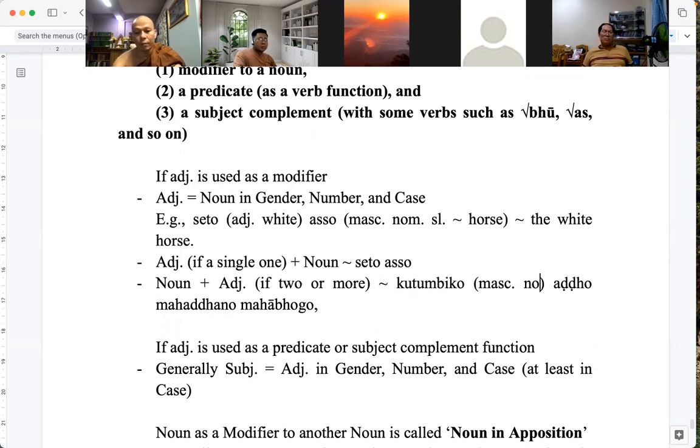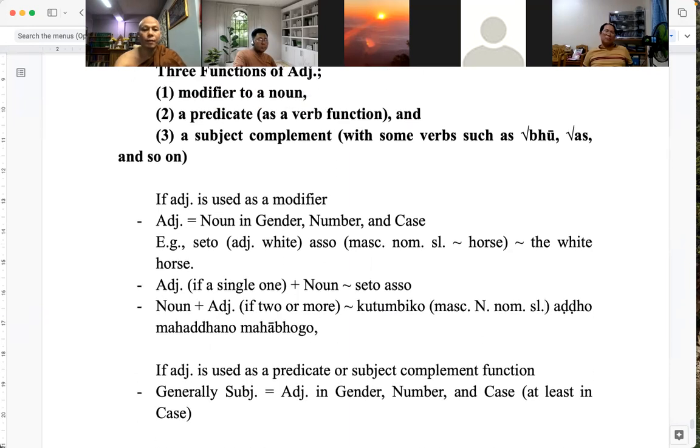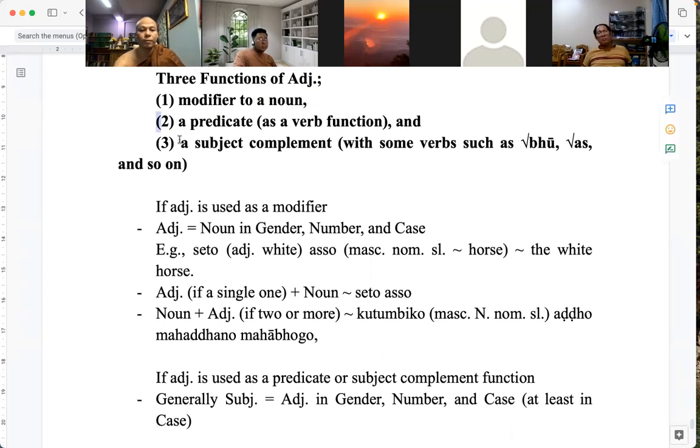So it is a masculine noun, nominative case, singular. The other adjectives are also the same: masculine, nominative case, singular. And the last one, or the last two.